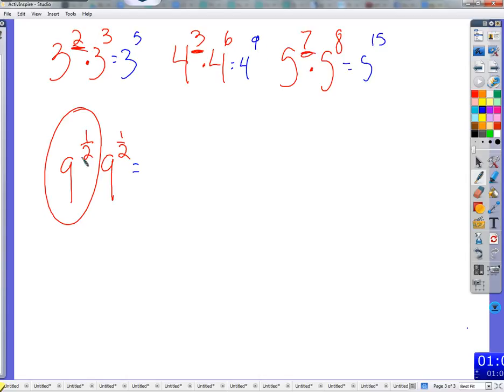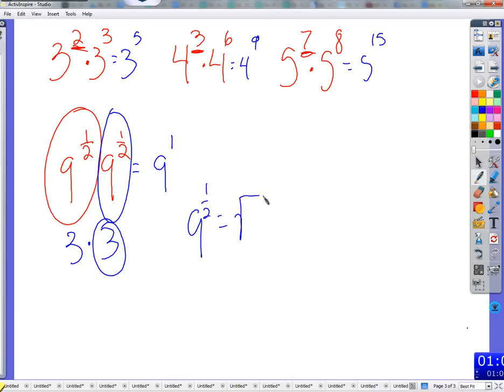So when we add these fraction exponents, we should get 9 to the first. Now we have a number times its exact self that gives you 9. So what number times itself gives you 9? 3. 3 times 3. What do we call 3? The square root of 9, okay? So apparently 9 to the 1/2 is the same as the square root of 9.